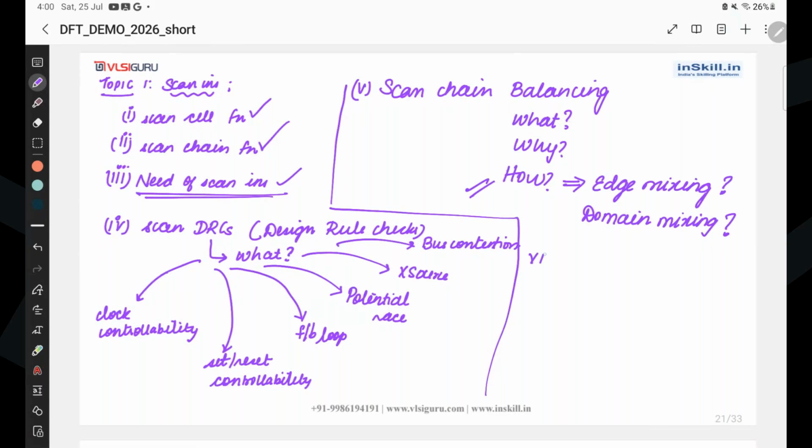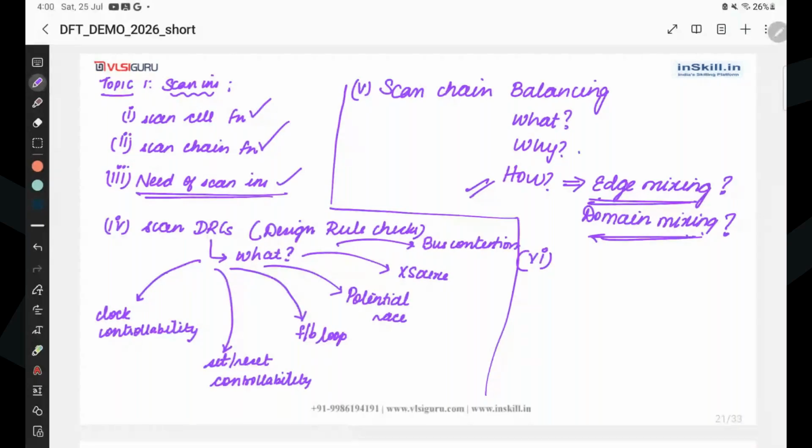And later, we have understood that by going for this edge mixing and domain mixing technique, you will be able to achieve balanced scan chains. And the reason why you have to achieve balanced scan chains also, we will be understanding in our course. So what is scan chain balancing and why do we need to achieve it, we'll be discussing in our course. So we'll be going for the edge mixing and domain mixing technique to achieve scan chain balancing.